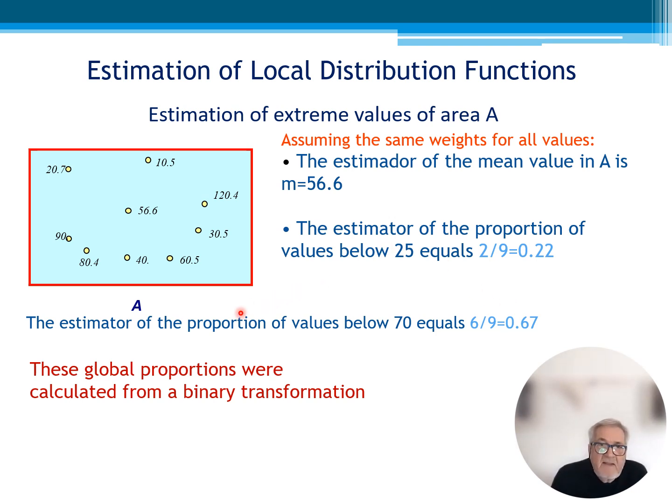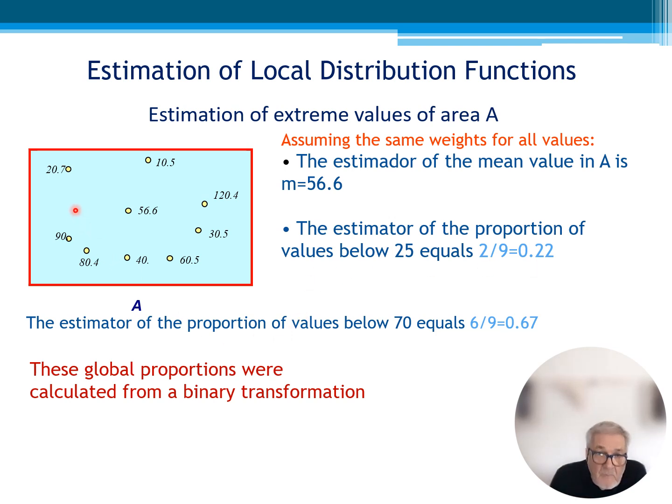Let's estimate the extreme values of this variable here, the set of values in area A. The estimator of the mean, the arithmetic mean, is, let's say, 56.6. Now, if I ask you what is the proportion of values below 25, you easily say 2 over 9. Mentally, we transform the original values into binary values before calculating the ratio.